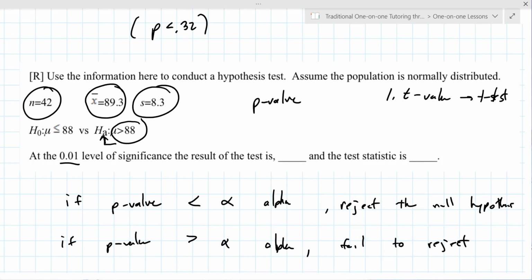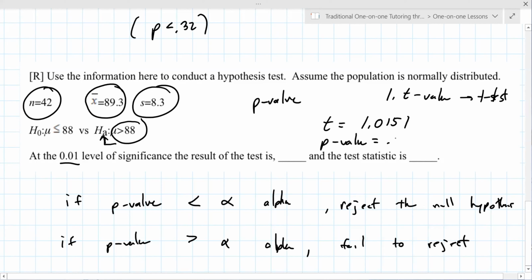Give me the t-value that it calculates. So the t-value is 1.015. Notice that gets you down to two possibilities. What is the p-value? The p-value is 0.158. Notice this p-value is greater than alpha, it's greater than 0.01. And that's how you decide between the two. So you fail to reject. The option is going to be fail to reject the null hypothesis, and the test statistic equals 1.0151. Yes, that makes sense. It looks like the third one is the right answer.